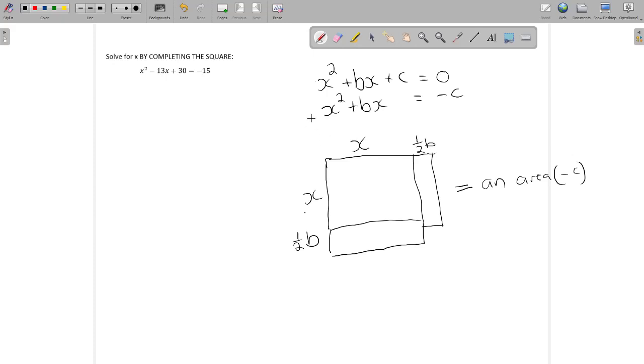I want to show you today what it means to complete the square. You might have been asked before to solve something by completing the square and been completely thrown off. Well, let's investigate a little bit.